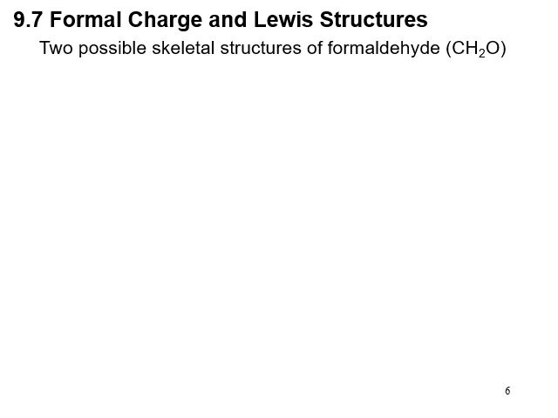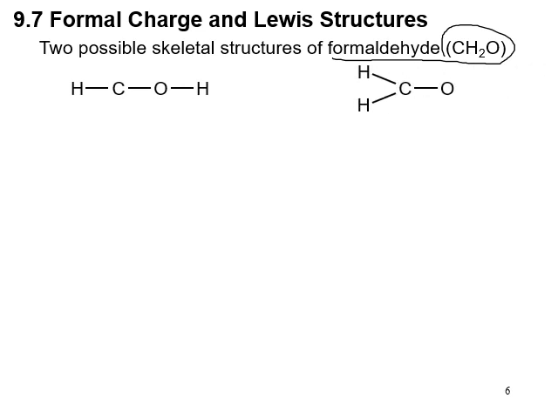Let's continue on with talking about Lewis structures, but now we're going to bring in what's called formal charge. Formal charge is a way to understand where the electrons are in a molecule, but also to help predict the most plausible Lewis structure. So let's look at formaldehyde for an example. Formaldehyde, we know, is CH2O. That's its empirical and molecular formula. But the question is, how is it arranged? Is it arranged like this or like this?